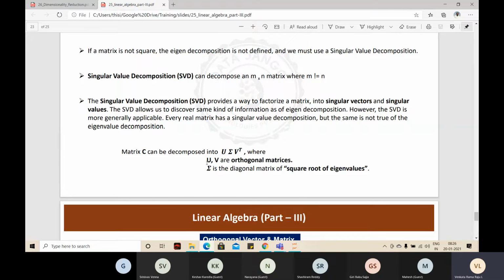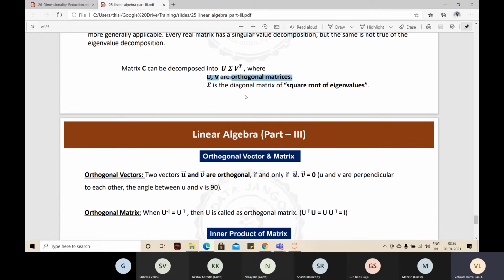The point we need to remember is that U and V are orthogonal matrices. The main difference between the singular value decomposition and the eigenvalue decomposition is that U and V are orthogonal matrices. When you decompose your matrix C into U sigma V transpose, you get U and V as orthogonal matrices. What is an orthogonal matrix? I'll explain in a moment. Sigma is a diagonal matrix with square roots of eigenvalues. Why this is so, I'll also explain. These two points I'll explain in a moment.